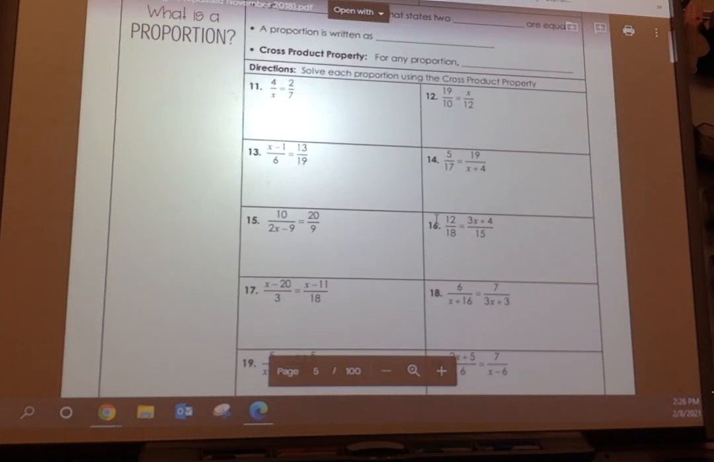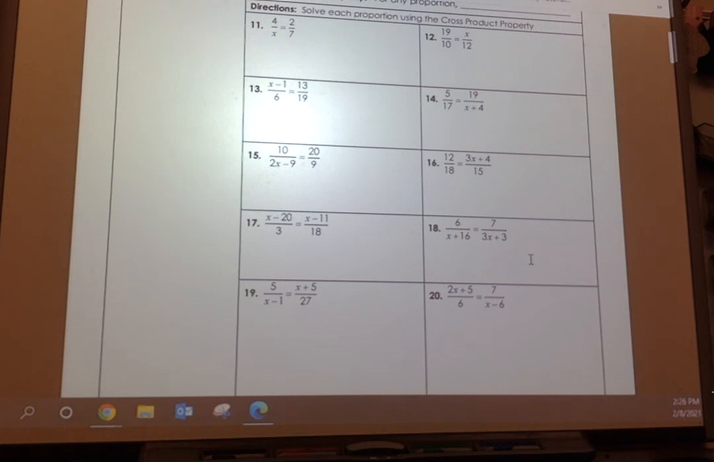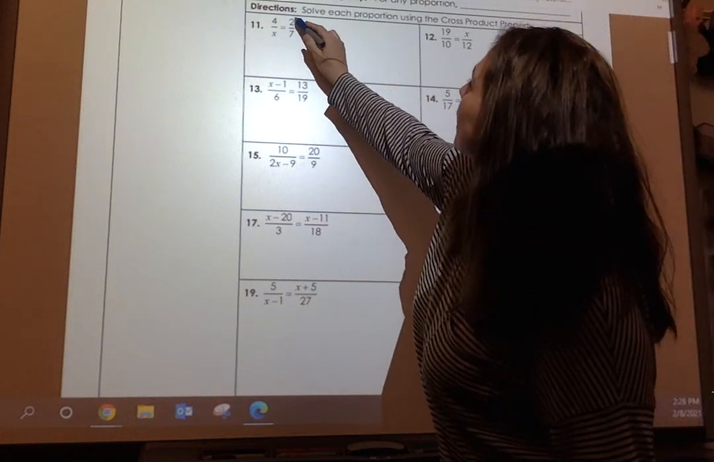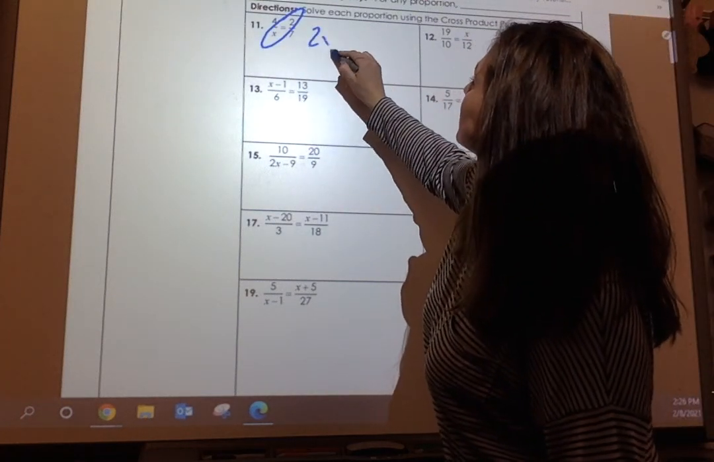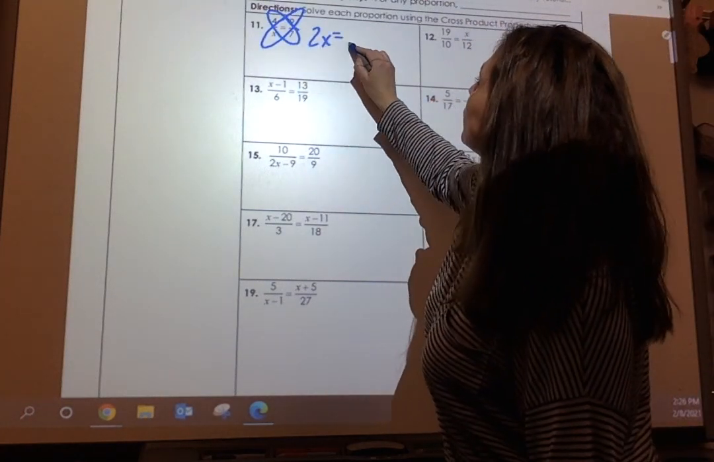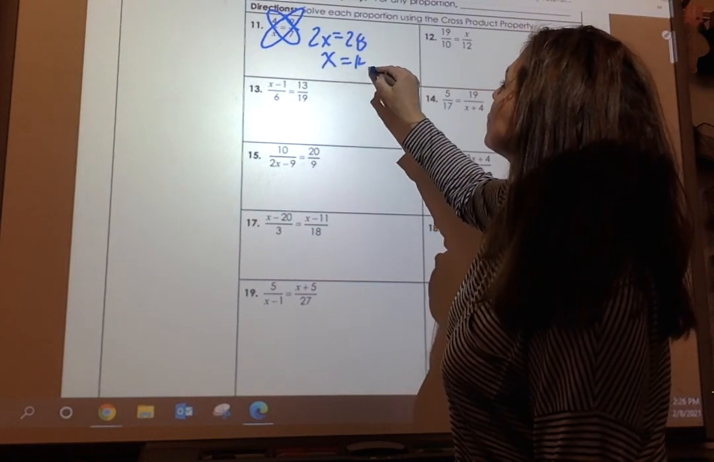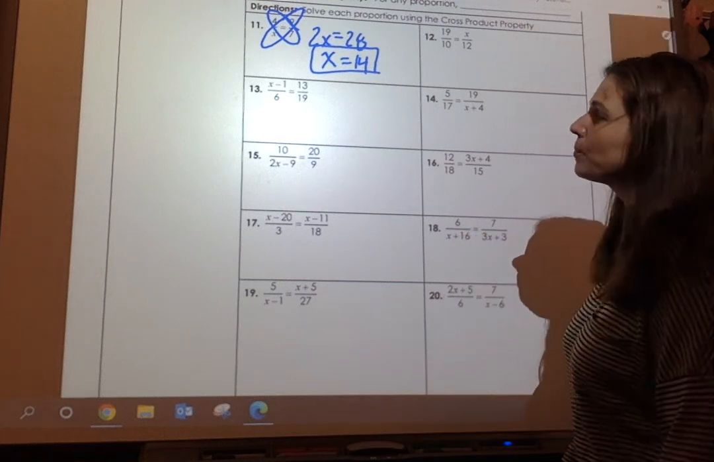So if I set up those proportions, mainly I want to go through numbers like 15 on down. So if I look at number 11 and I cross products, I would say 2x equals 28. Divide both sides by 2, and I get x equals 14, and I box my answer.